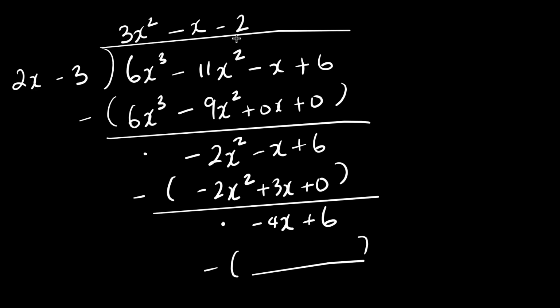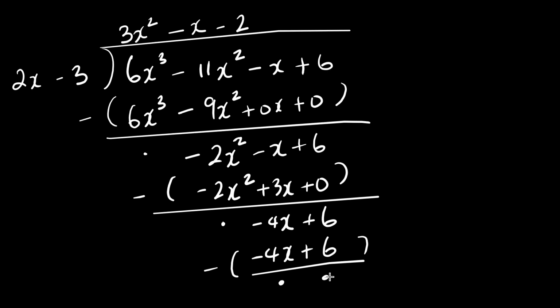We're going to get 2x times negative 2 is going to give us negative 4x, and negative 3 times negative 2 is negative times negative, positive 3 times 2 is 6. And then when we subtract, because these two terms are the same, we should get 0, right? So negative 4x minus a negative 4x, 6 minus a 6.